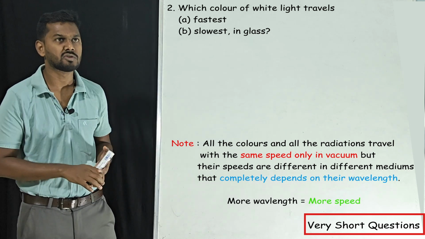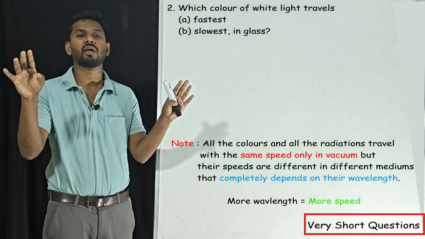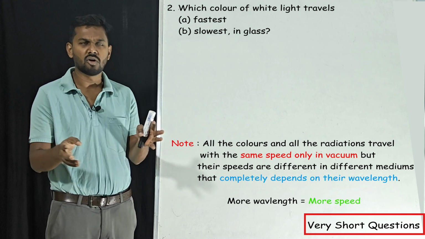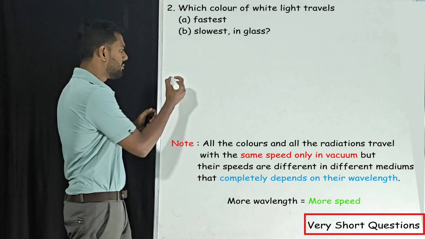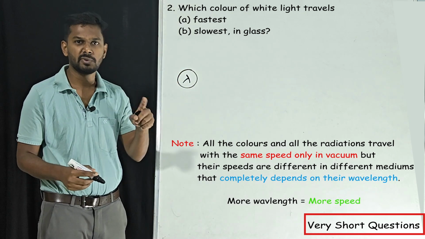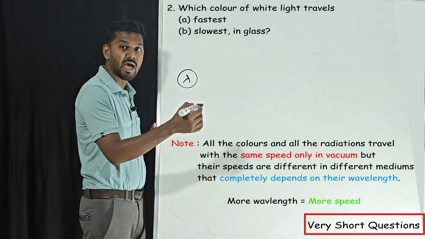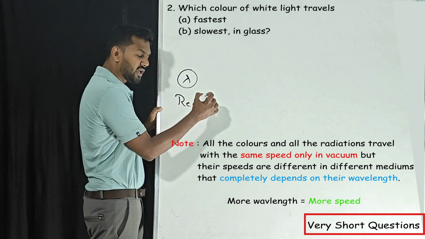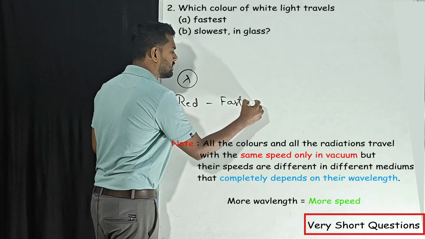Now we'll go for this question. They have mentioned clearly that it is in glass, so it is any medium except vacuum: glass, water, prism, anything. So which is fastest and which is slowest is based on wavelength. The more the wavelength, the more the speed, as we learned in the previous question. So which color has maximum wavelength? Red. So red has maximum wavelength, so it will be fastest.